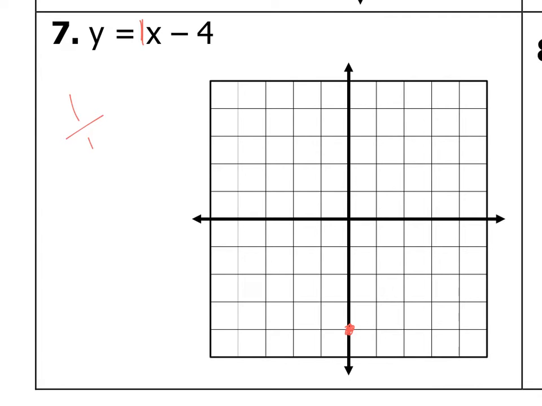Slope is 1 or positive 1. So that means we're going to go up 1 and right 1. There you go. Up 1, right 1. Up 1, right 1. There you go. Pattern keeps going on. Slightly better line that time. There's our graph for that one. Okay.